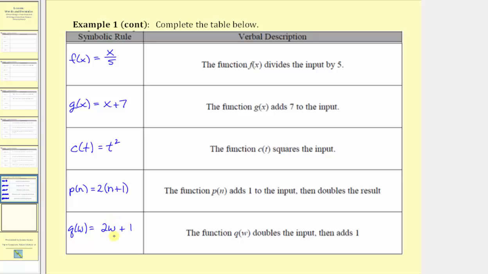So notice how the order of the operations does affect how we write the function formula. Here we first add 1, get the result, and then multiply by 2. But here we first double the input, which is given by 2w, and then we add 1 to the result. And notice how these function rules are not equivalent. If we distributed here, we'd have 2n plus 2, and here we have 2w plus 1.